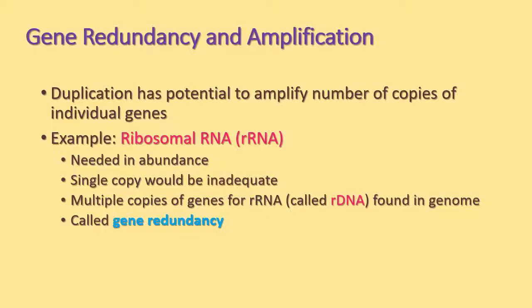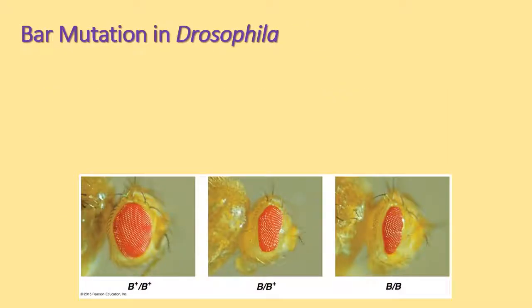You need a lot of ribosomal RNA so you can make a lot of ribosomes so that you can make a lot of proteins. And if you only have one copy of these genes, it would be inadequate for the cell. And this is called gene redundancy. Now, sometimes it can be a bad thing.